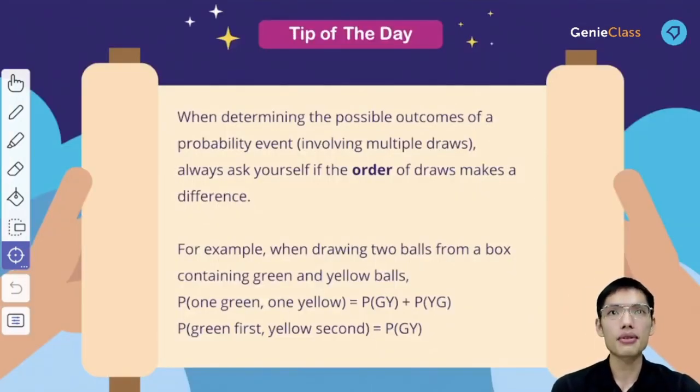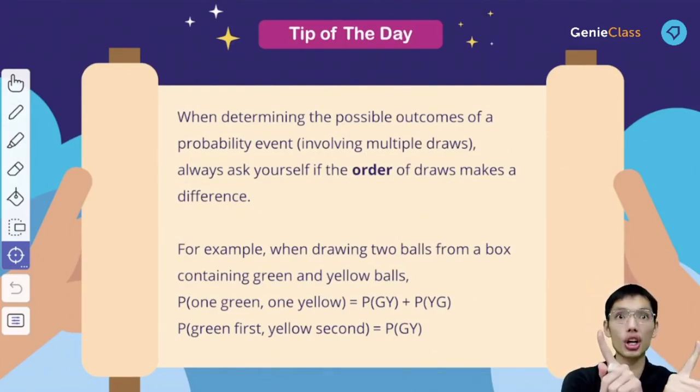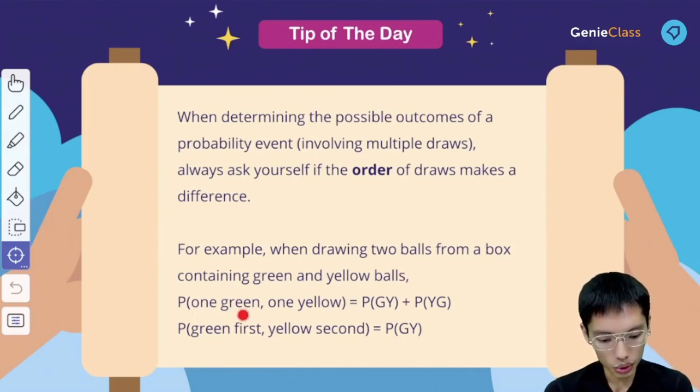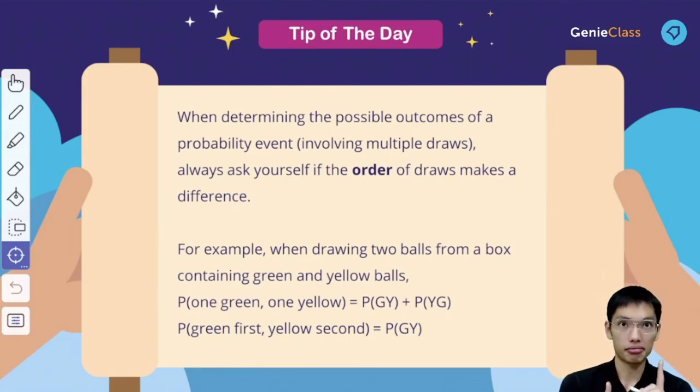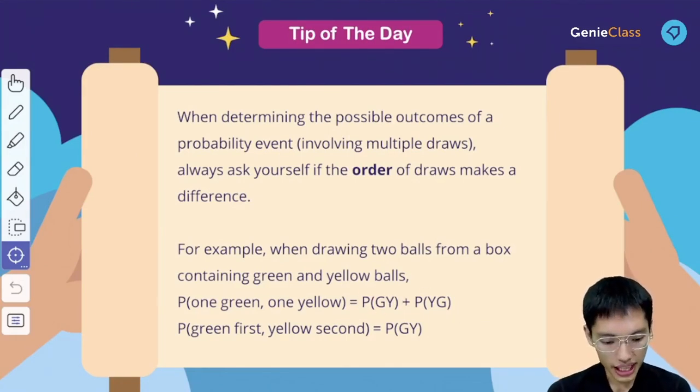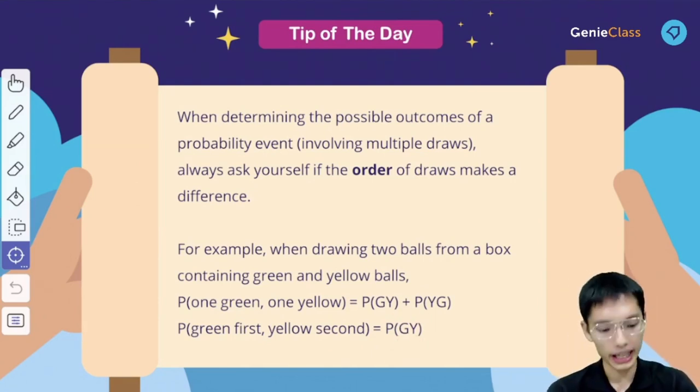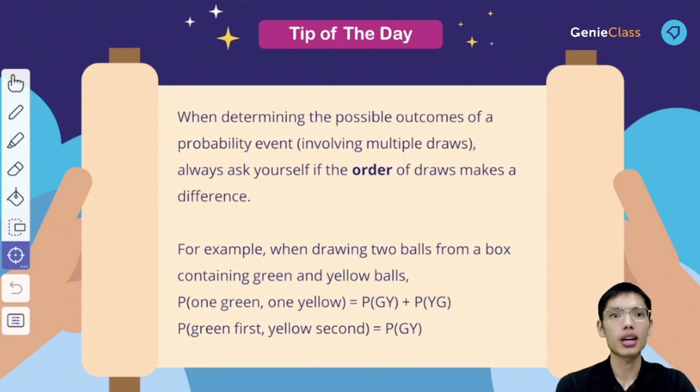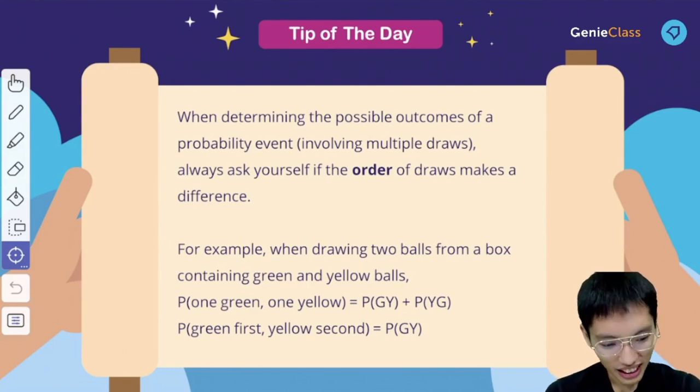Whatever I've said, when you determine the possible outcomes, always ask yourself, if I switch the order, does it make a difference? So 1 green, 1 yellow in this case. Okay, the order does not matter. But green first, yellow second, it has to be that certain order. Green first, yellow second. So that's why this one cannot be considered. Or in fact, when I switch the draw, is it a repeat event? Which I've mentioned.